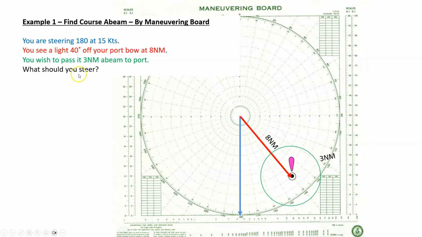Okay. And now I want to pass it on my port bow. So if I'm going to pass it on my port bow, if I go over to this side, that's going to be on my starboard bow. I got to be on this side for it to be on my port bow. So this is going to be my course, and there it is right there, and the problem is already solved. You're going to steer 163. And the problem is done. 163, that's it.